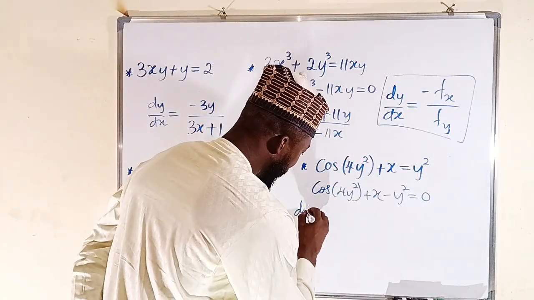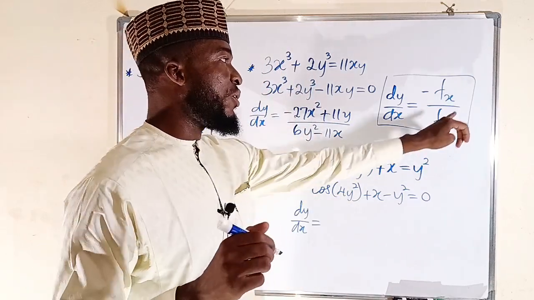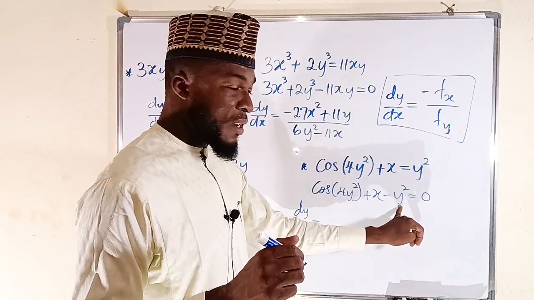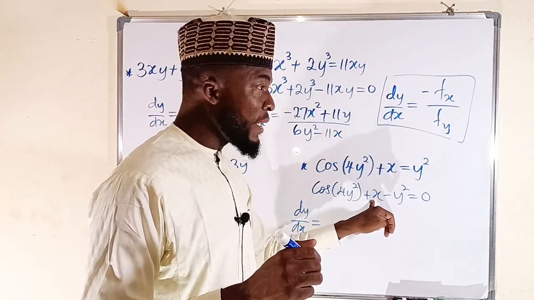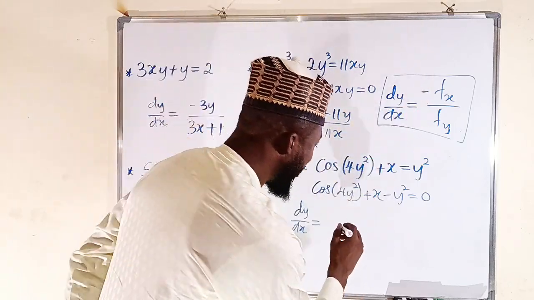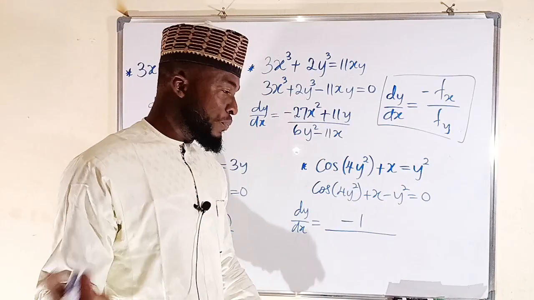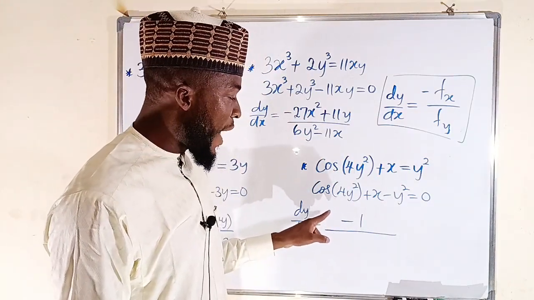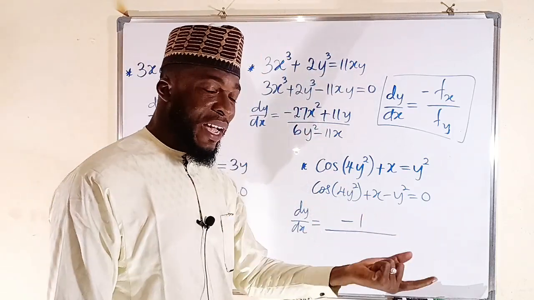dy over dx is equal to, you differentiate with respect to x alone. We have no x here, we have no x here. This is the only x we have. And the moment you differentiate this x, you get 1 times the negative sign. We have negative 1 to the top. To the bottom, we differentiate with respect to what? y. Differentiating cosine function will give us negative sine.